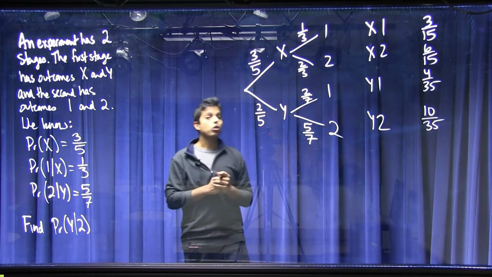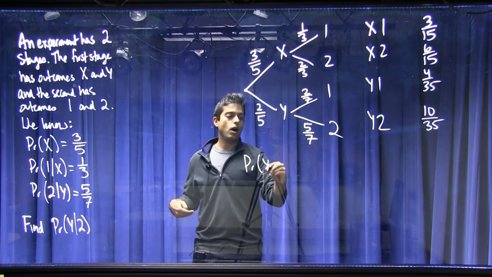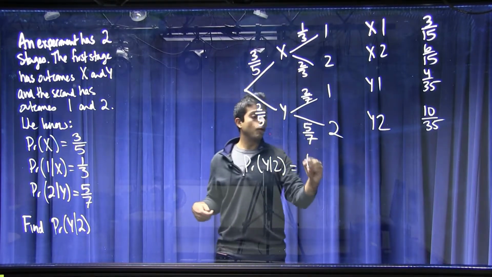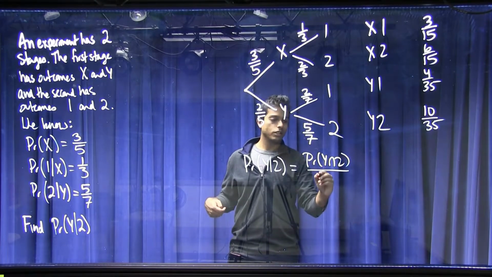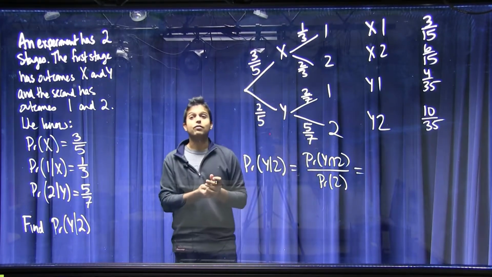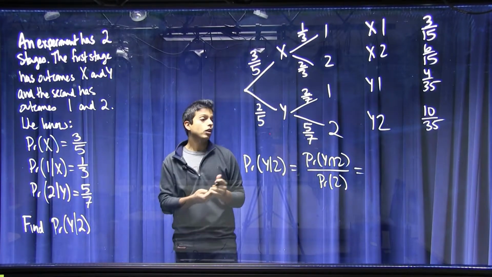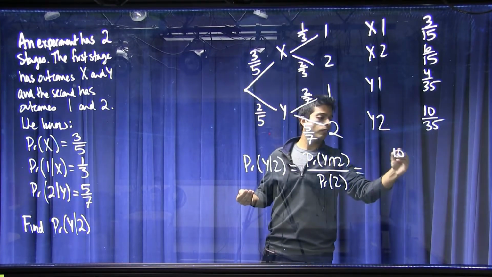Great. So those are our outcomes and our probabilities, and now we need to find the probability of y given 2, which by the conditional probability formula is the probability of y intersect 2 with the probability of 2. And now we can just look at these and figure them out from the table itself. So y and 2, that's this outcome, that's 10 out of 35.